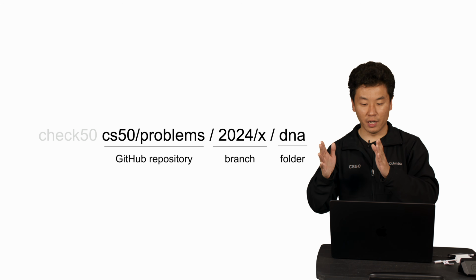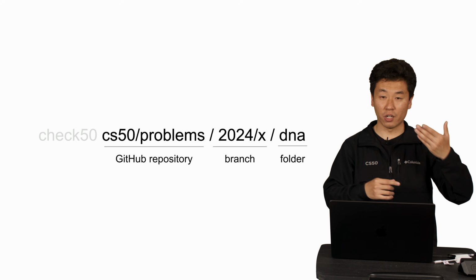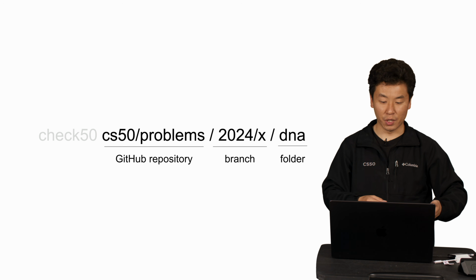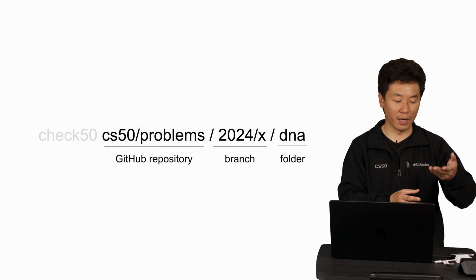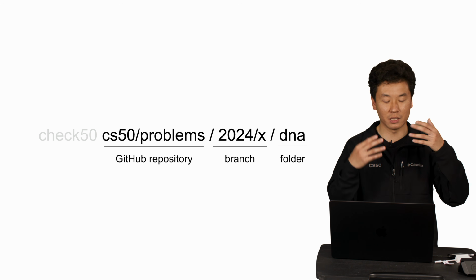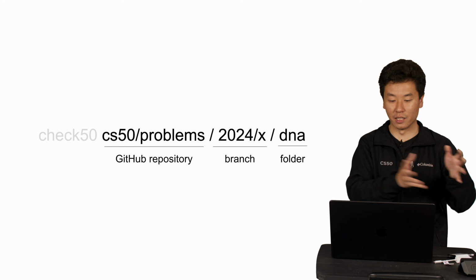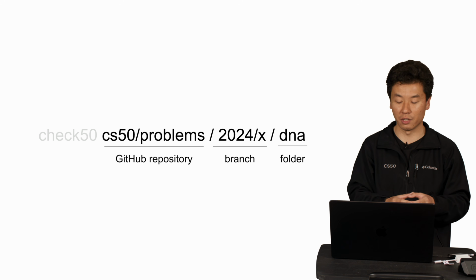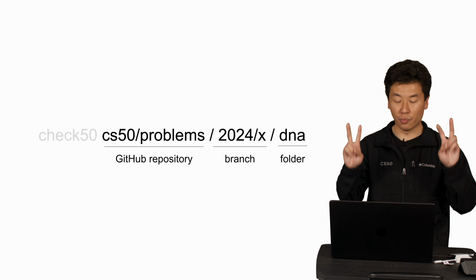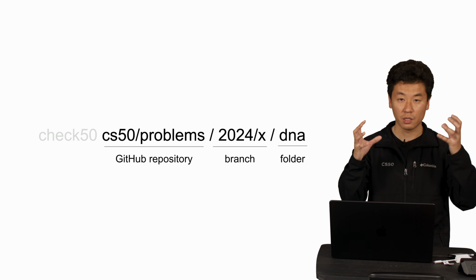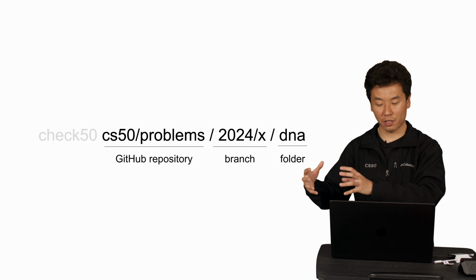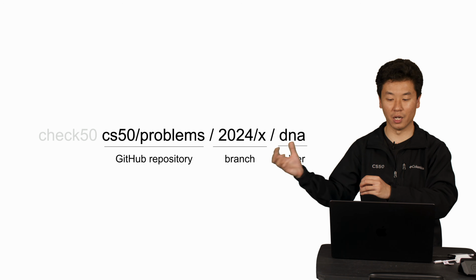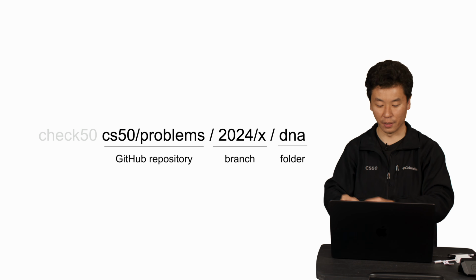The second part, right, there's a branch. You have lots of problem sets, but you want to organize them by branch, meaning by different year. It could be by course, right? That's up to you how you want to categorize the chat50 checks you're writing. So we are using branch as a way to categorize or group checks. And then, within that particular group or category, what kind of problem set does this check belong to? There's a folder called DNA.